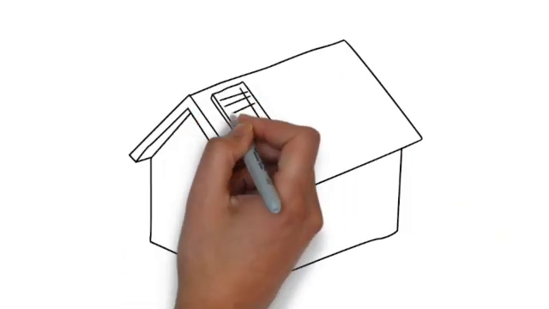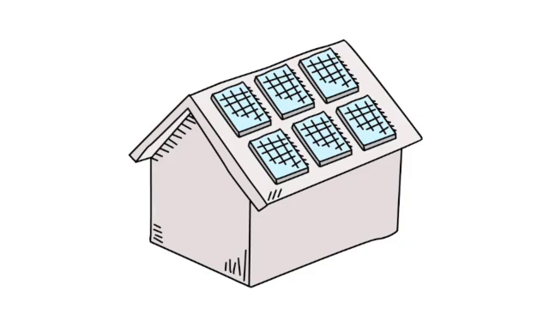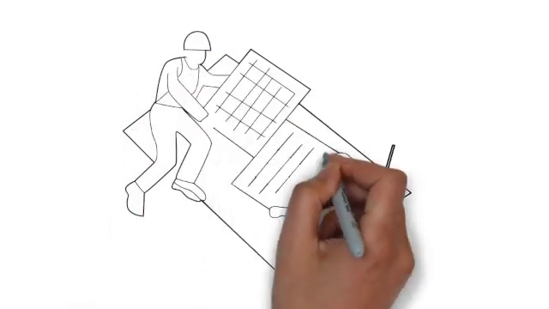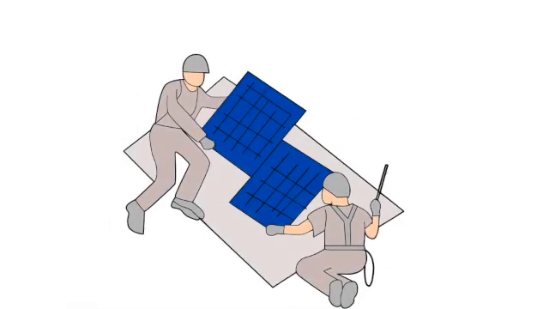AC coupling explained. Is it possible to expand an existing solar PV on-grid system by adding an extra battery? Would the user need to remove any of the existing equipment?